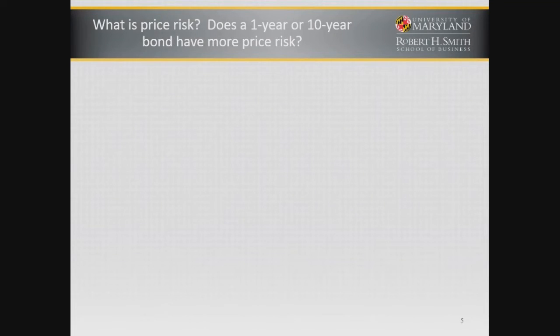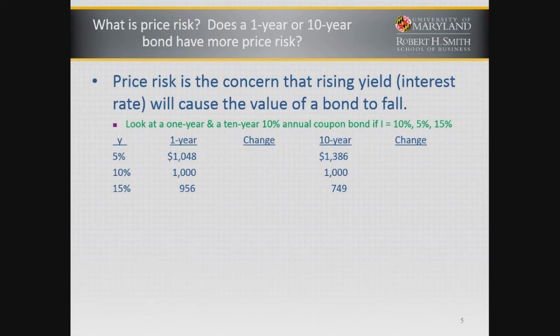Now, which has more price risk? Which causes prices to move the most with respect to an interest rate change, for the same coupon, a 1-year or a 10-year? Well, we should expect the 10-year, since it has the higher duration. And in fact, if we look at a 10% coupon bond for both the 1-year and the 10-year, you can see at 10%, they're both trading at par.